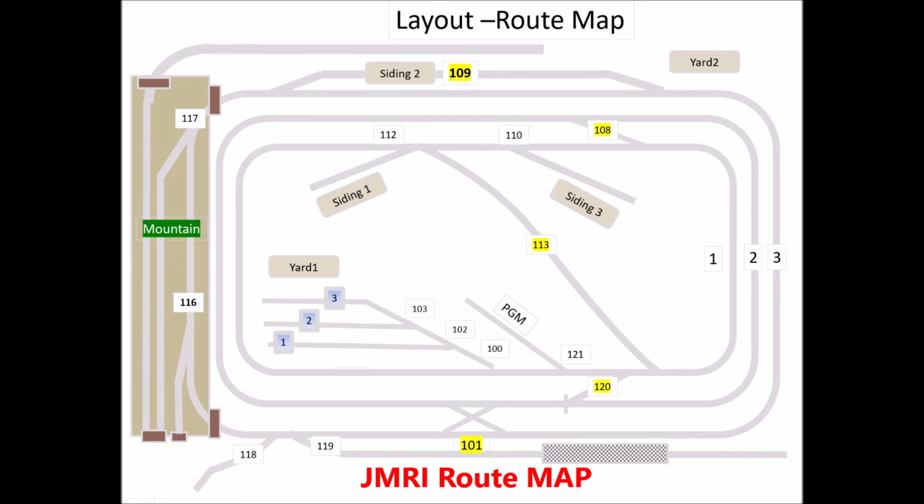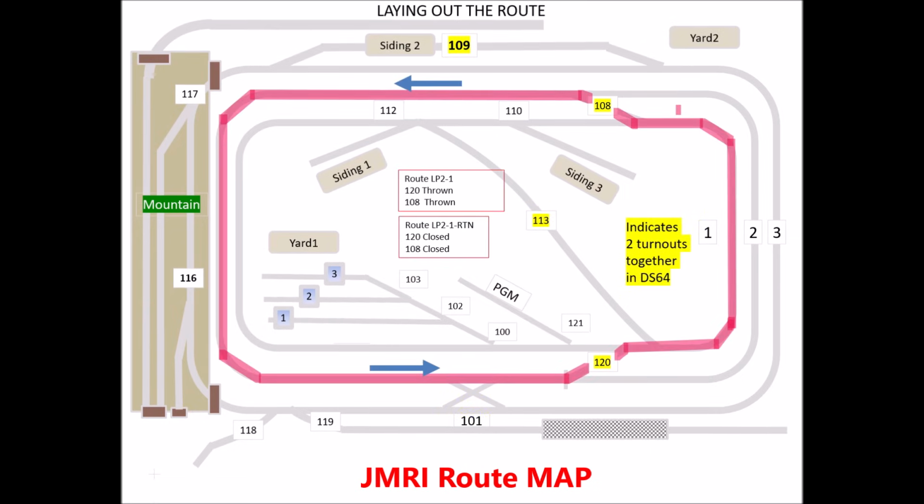Okay, this is the first route we're going to set up that's a little more complicated. You can see the red route shows up pretty clearly against the grayscale background, and the blue arrows indicate the direction of travel of the train. So what this route does is switches the train between loop 1 and loop 2.